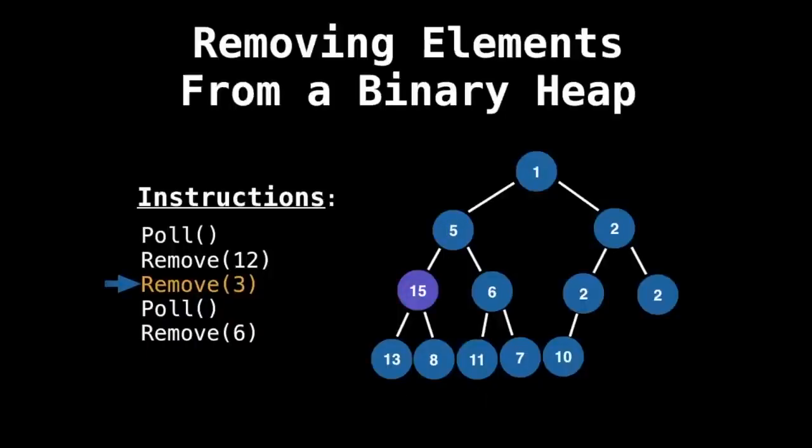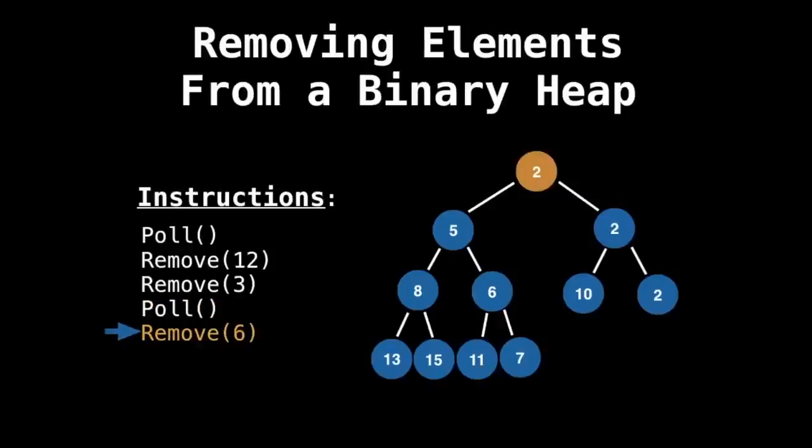So 5 was smaller, so we swapped it with 5. Now 8 is smaller, so we swap it with 8. And again, the heap invariant is satisfied. Now we want to poll, so mark the root node red, swap it, remove the 1, and now we would want to bubble down, and the heap invariant is satisfied.